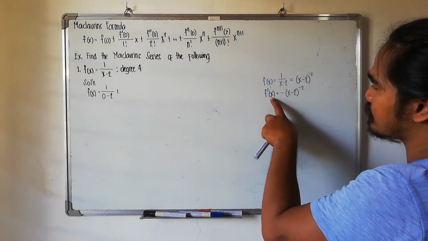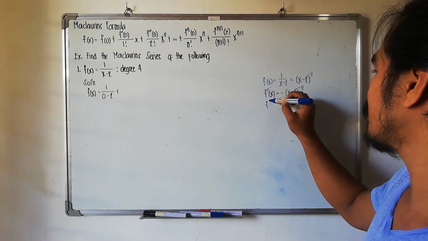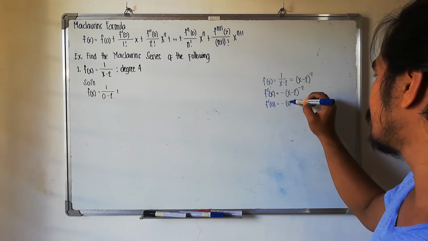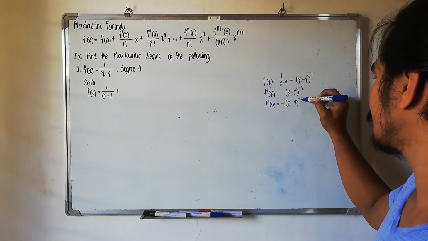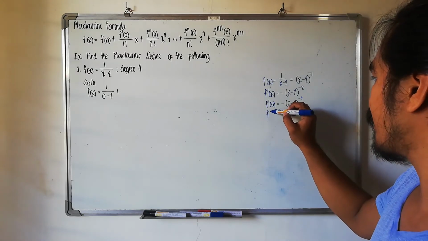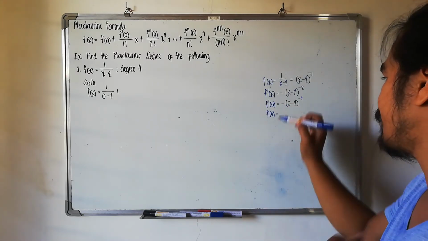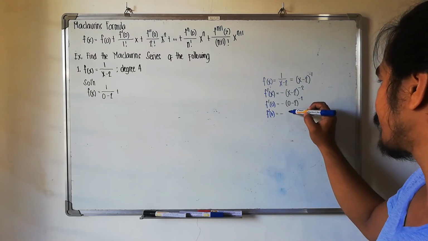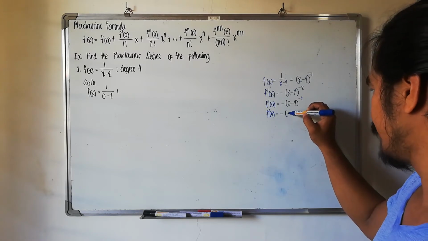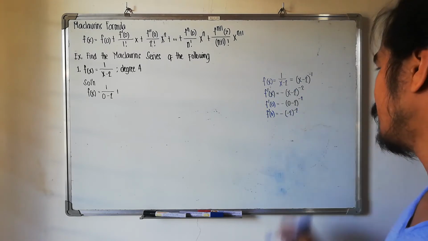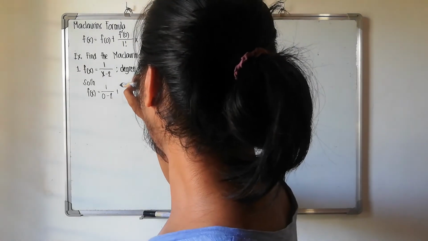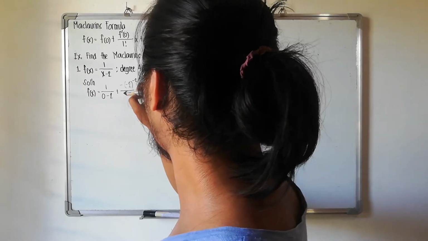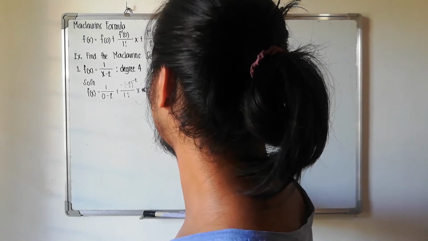So substitute x is equal to 0. So the first derivative of the function where x is equal to 0 is negative 0 minus 2 raised to negative 2. So f prime of 0 is equal to negative 2 raised to negative 2. Negative times negative 2 raised to negative 2 over 1 factorial times x.